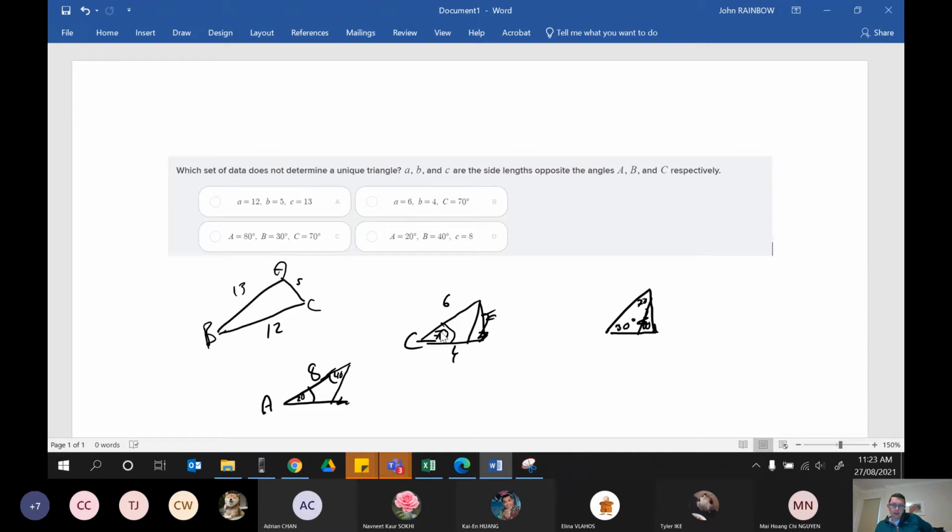Have I done this one right? Yes, that's acute. That's 6. That's 4. If that's 70, that would be fixed and that would be unique. 30. This one. Could be different because I could actually move the order of them. But it doesn't matter because that's just rotating.